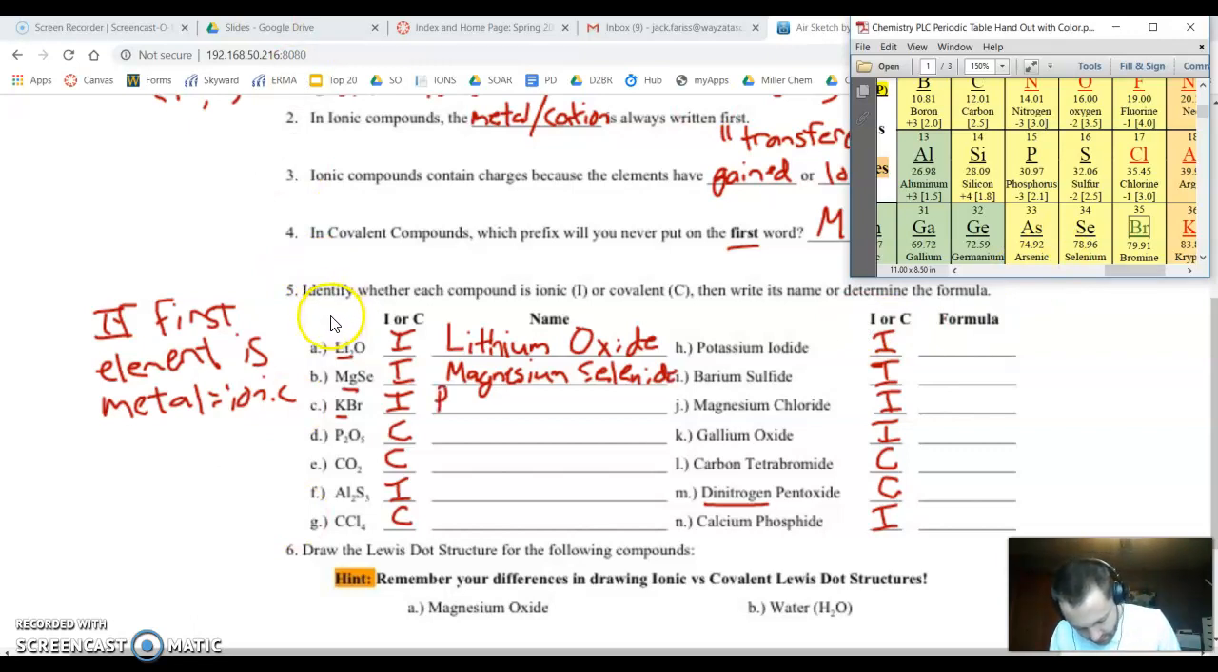KBr, so potassium. Br is bromine, becomes bromide. And now we notice covalent. Please remember, covalent need prefixes.